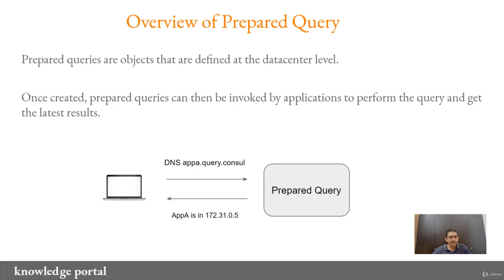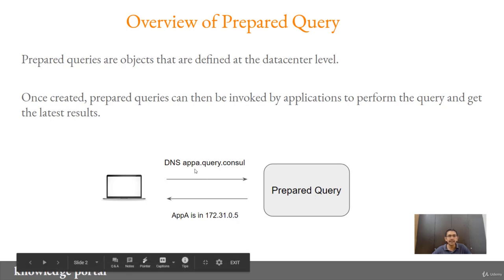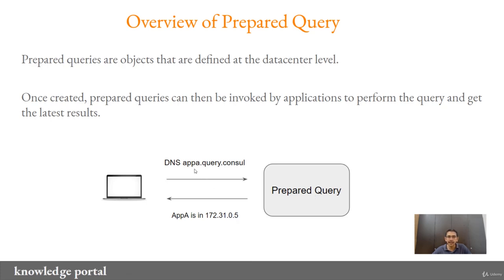So this can be better explained with the diagram here, where on the left hand side you have a client and on the right hand side you have the prepared query. So a client makes a request on a specific path which is app.query.consul. Now, depending upon the contents of this specific prepared query, the IP address associated with the latest app A service will be returned back.